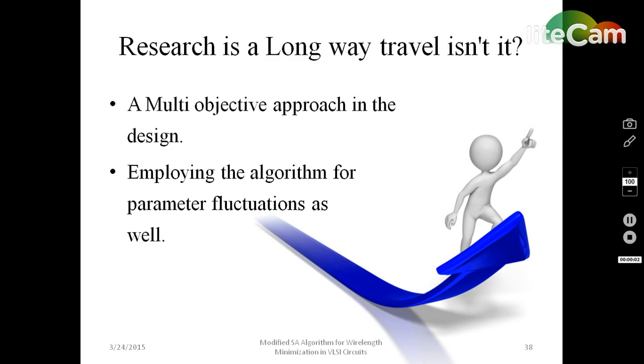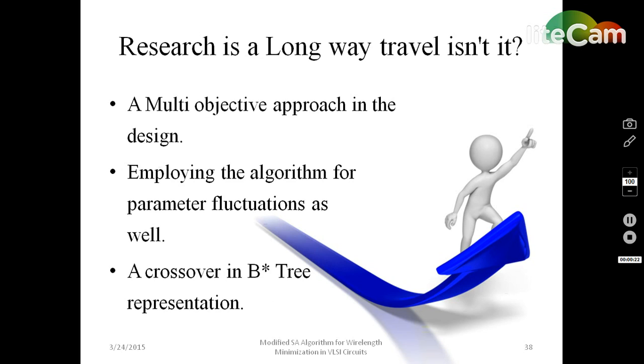The next possible direction is employing these algorithms for parameter fluctuations as well. That is, in VLSI circuits, as I said, a number of parameters have to be minimized, and one of them is parameter fluctuations, that is the scaling parameters and so on. So this algorithm could be employed for minimizing the parameter fluctuations in VLSI circuits.